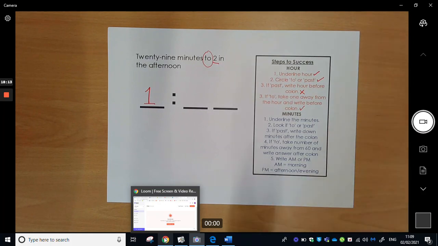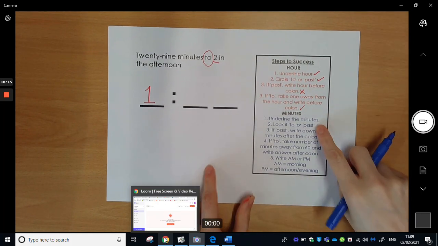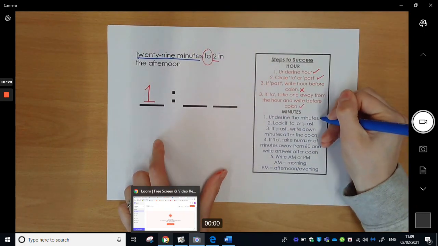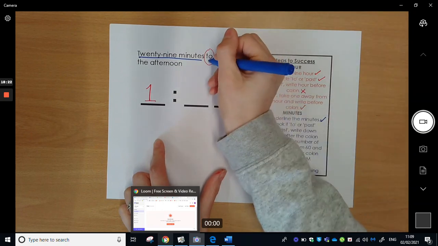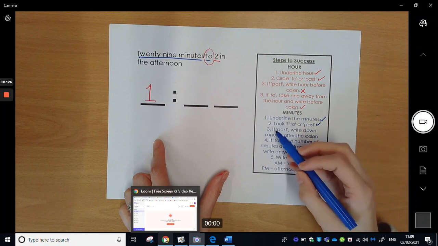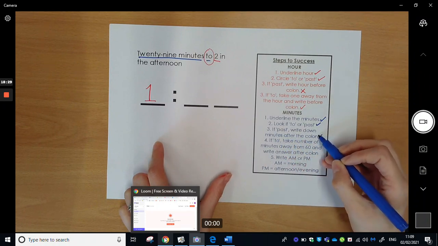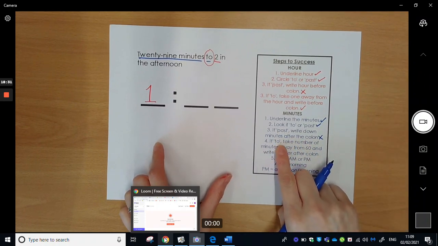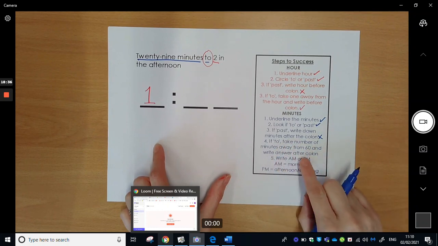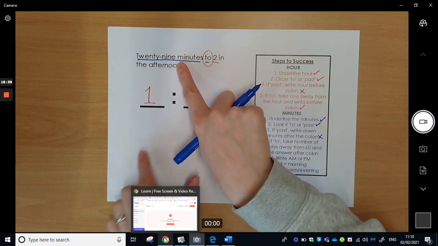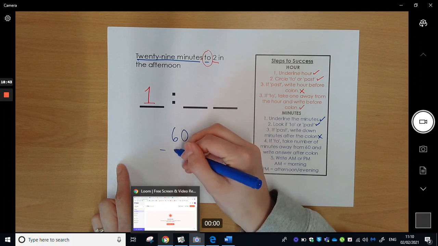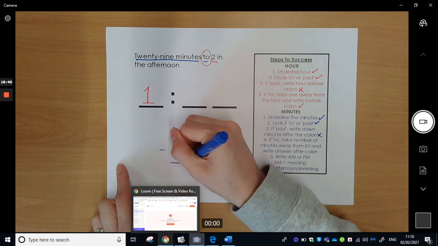Okay, now moving on to the minutes. So underline the minutes. I have 29 minutes. And look, if 2 or past, again, it's 2. So I can ignore step 3 there because it says if past, write down the minutes after the colon. I need to look at this one. If 2, take the number of minutes away from 60 and write the answer after the colon. So I've got 29 this time, so I need to do 60, take away 29.